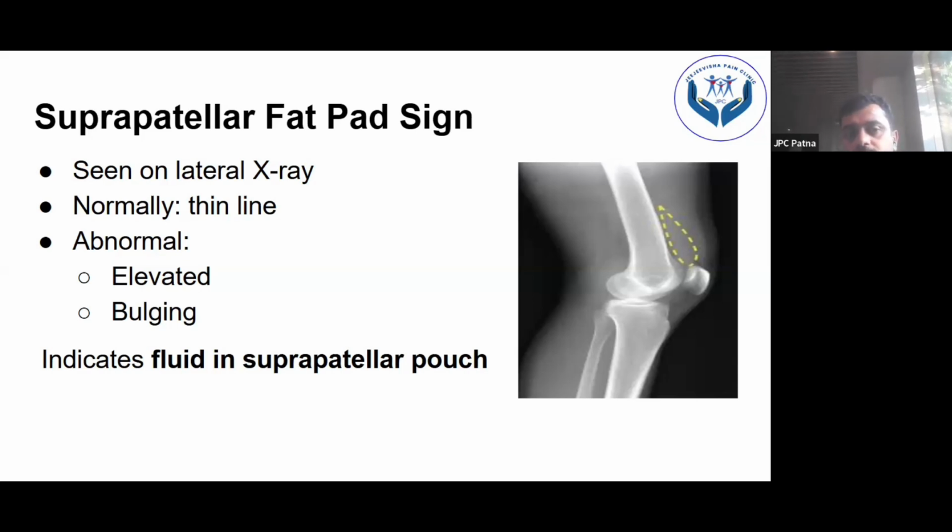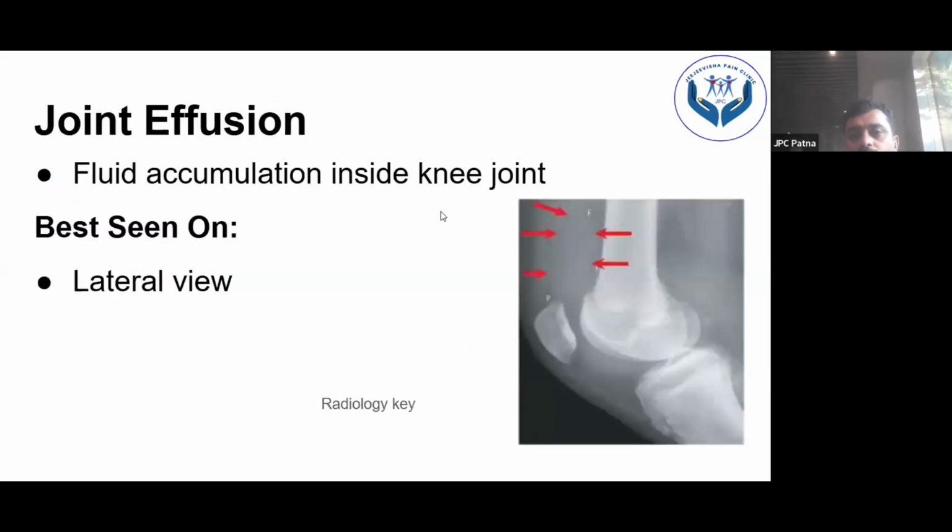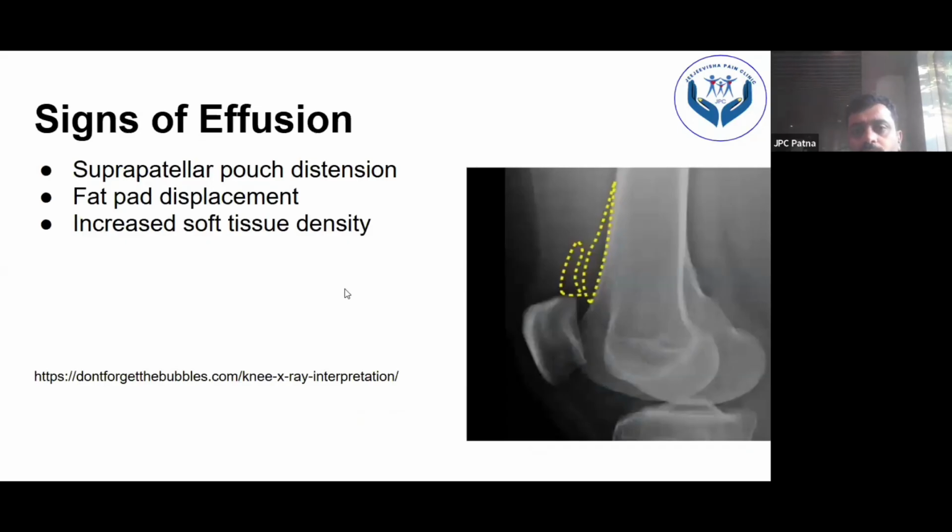So bulging will be there, elevation will be there, some fluid will be around the suprapatellar pouch. So joint effusion, accumulation around the knee joint will be there, and this is seen in the lateral view, as I already told you. Signs of effusion: in the suprapatellar region there is displacement. If distension is there, then fat pad displacement is there, and soft tissue density is increased. That is again a sign of effusion, whenever you are seeing any effusion or any bulge.